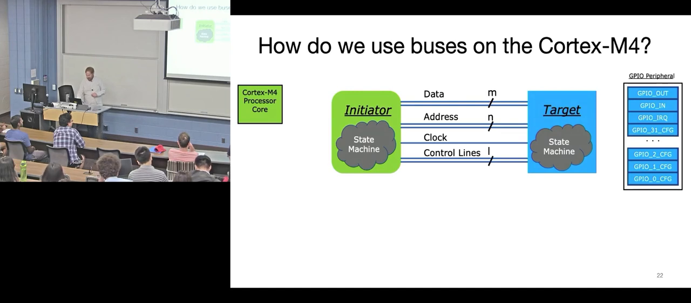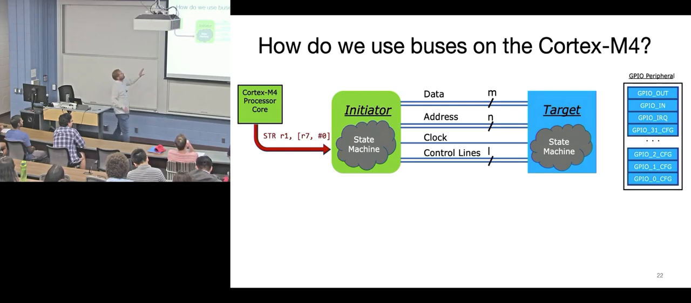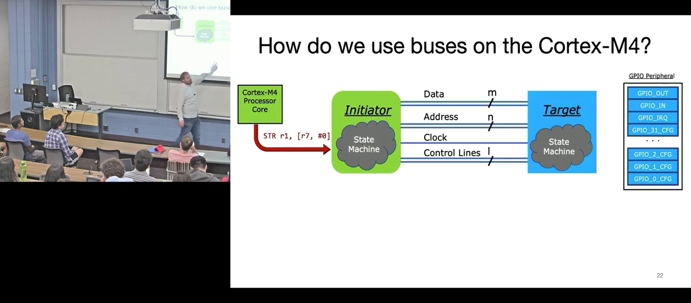All right, so let's talk about specifically how this works for the Cortex-M4. You have your core. Your core says, okay, I want to do this instruction: I want to store the value in R1 into the address defined by R7. It sends this command essentially to the initiator, which turns it into these control lines. So what's the address? The address is whatever is stored in R7, so you're going to see 32 parallel lines coming over. That's pretty easy to map, almost directly mapped.